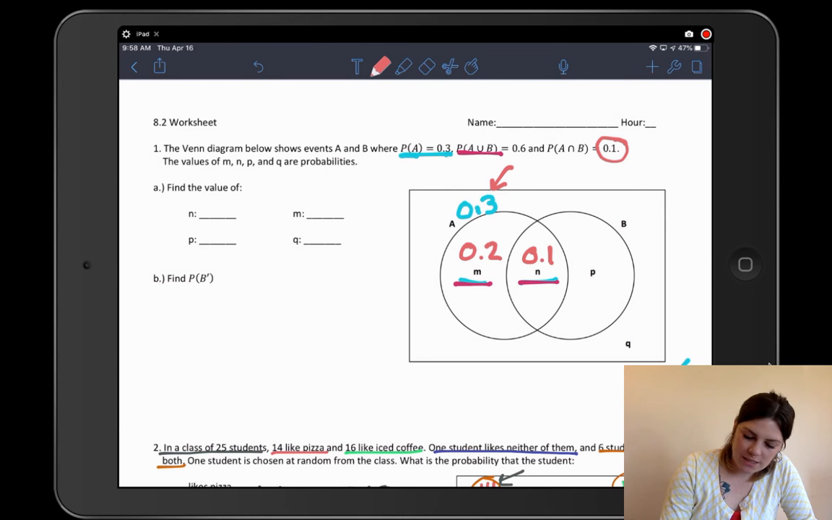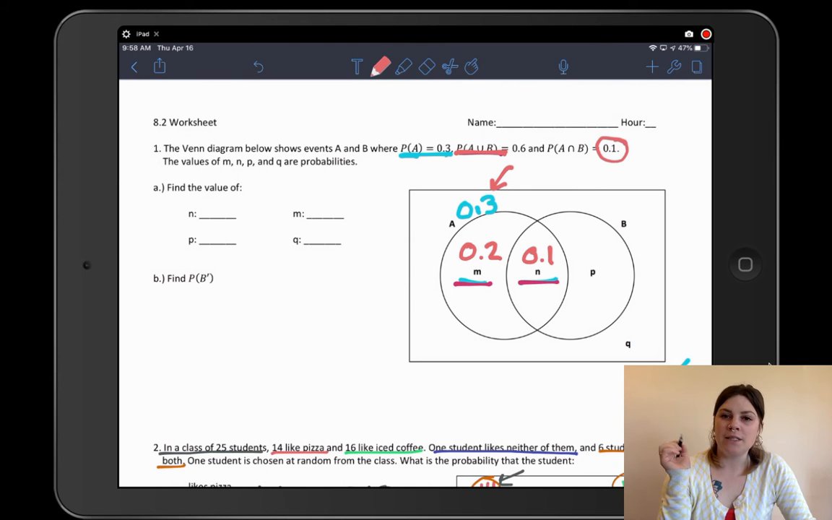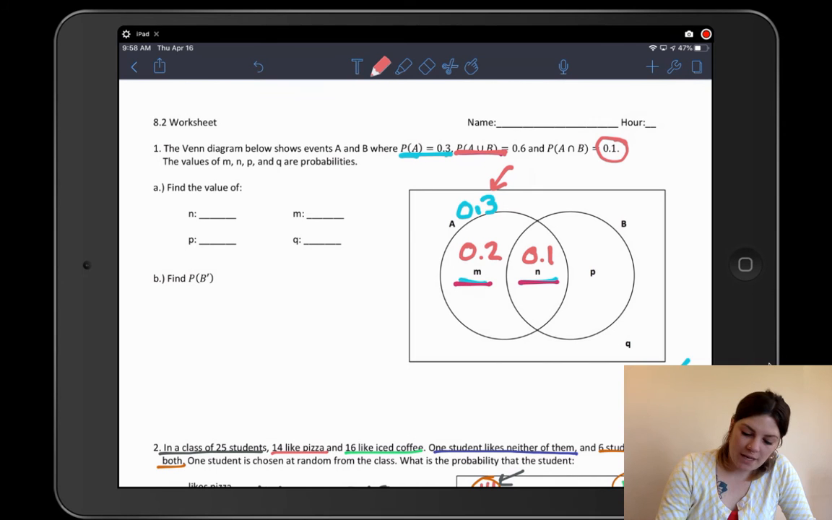So let's look at this A union B, right? That says not the overlap, but everything. So everything in A, everything in B, the overlap included also. And so what this tells me is that if everything inside of this needs to add up to 0.6, well, I have 0.2 and 0.1, that's 0.3. How much more do we need to get to 0.6? We need 0.3 to get to 0.6.